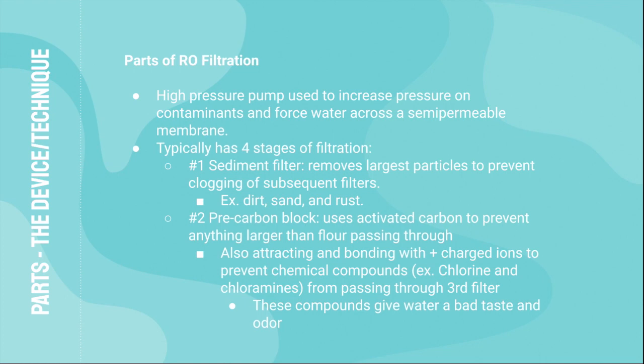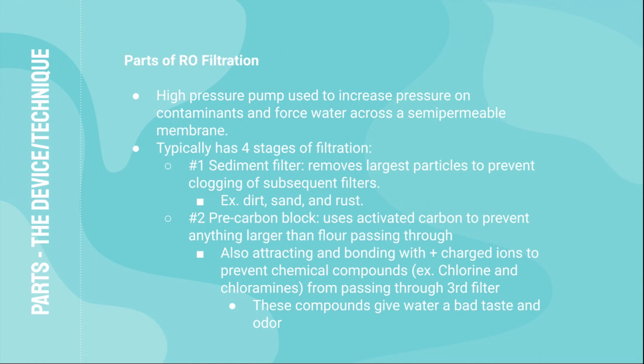Second is a pre-carbon block. It uses activated carbon to prevent anything larger than flour passing through. It also attracts and bonds with positively charged ions to prevent chemical compounds such as chlorine and chloramines from passing through the third filter. If those compounds get in, it gives water a bad taste and a bad smell.